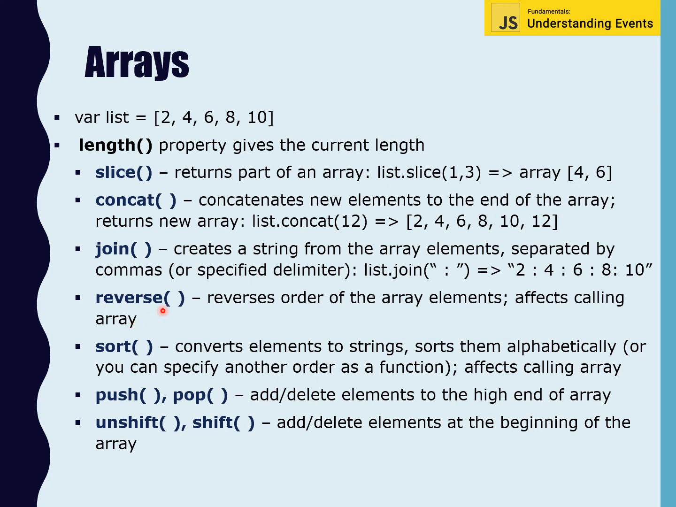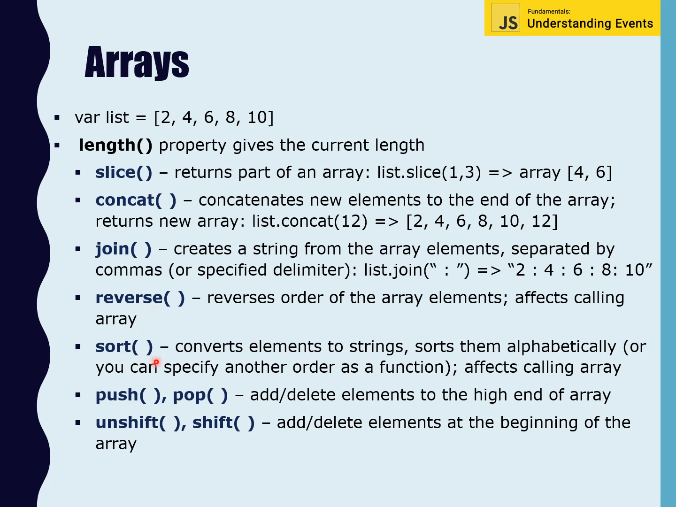Next, the reverse function. It reverses the order of the array elements of its calling array. So the reverse function is normally dealing with reversing the elements of a particular array. If you are using list.reverse, what happens is 10, 8, 6, 4, 2. Likewise, the array will be produced.